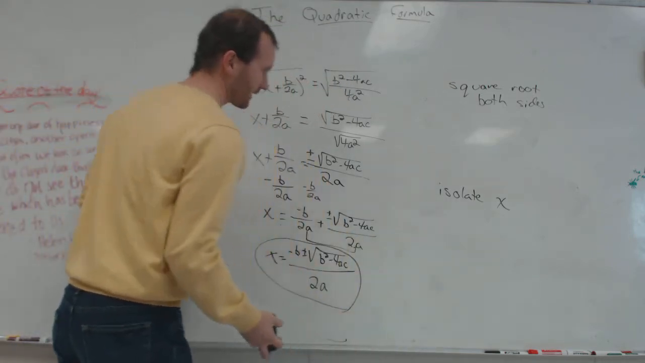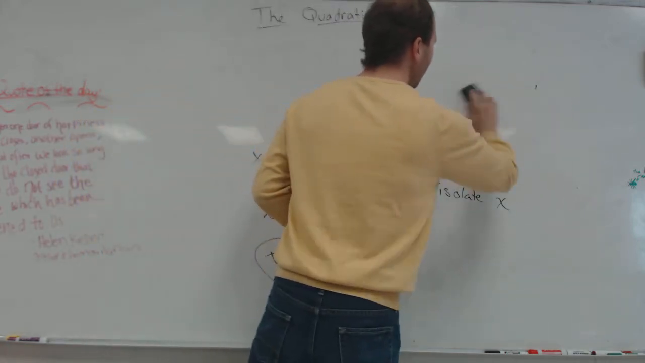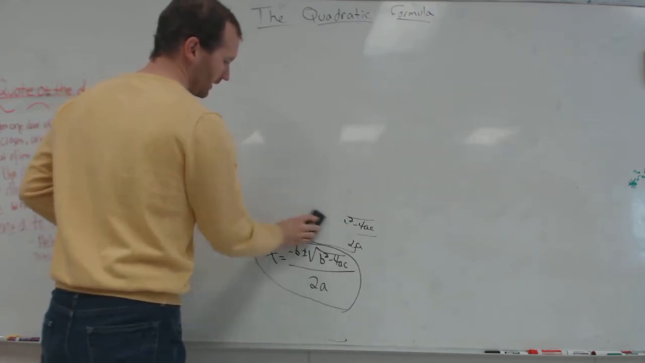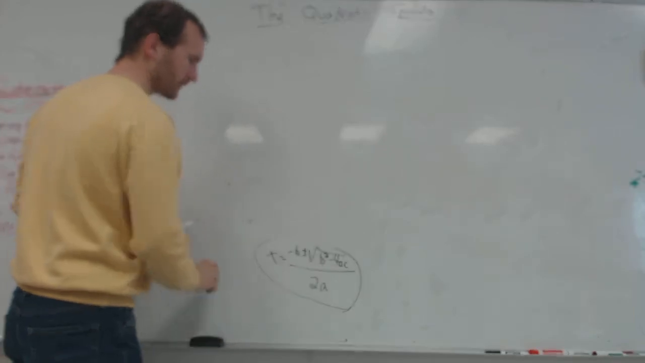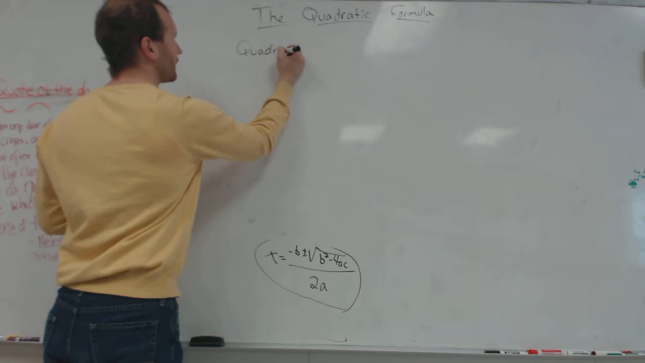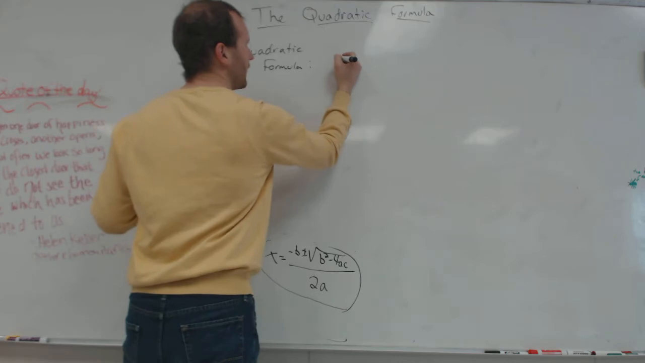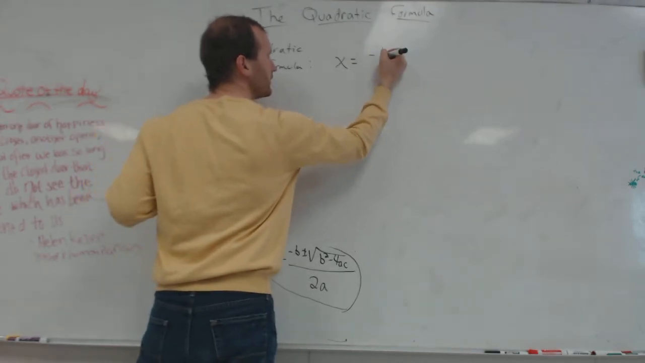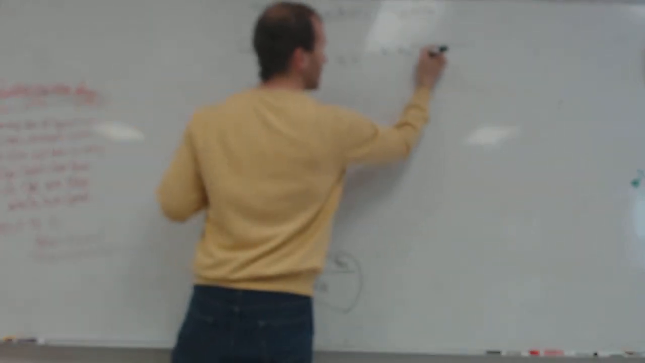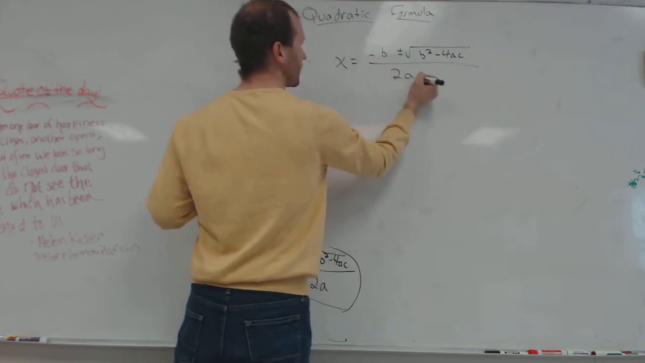Why do we care about the quadratic formula? So this is something you're going to want to memorize. There's not a lot of formulas in algebra that we ask you to memorize, really. I mean, in the first half, we asked you to memorize like the linear equation. But here's the quadratic formula. X equals negative b plus or minus square root b squared minus 4ac over 2a.